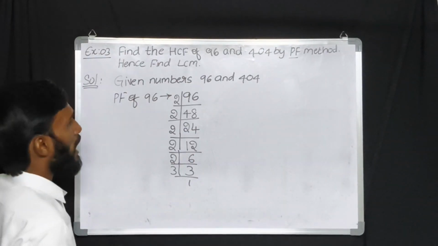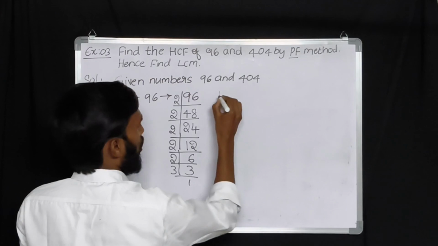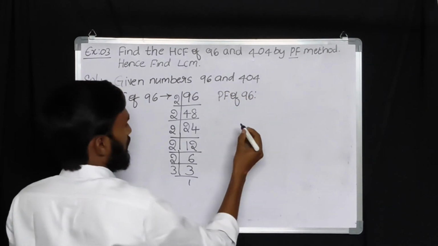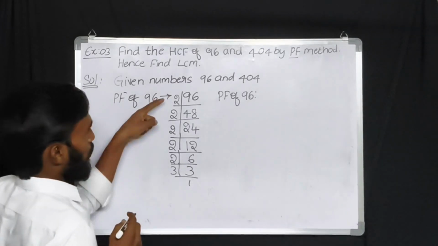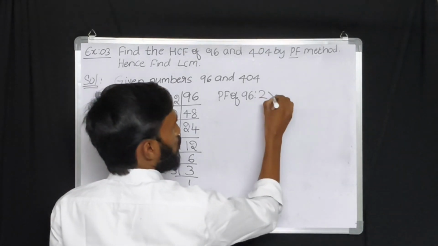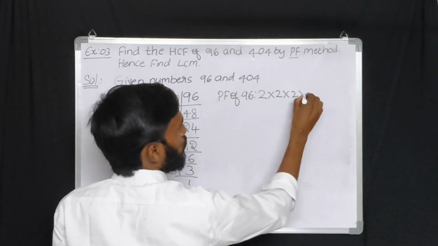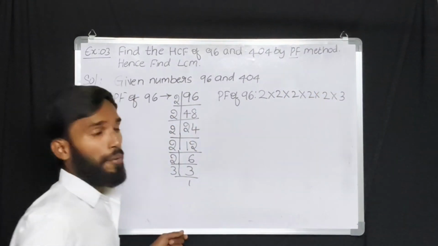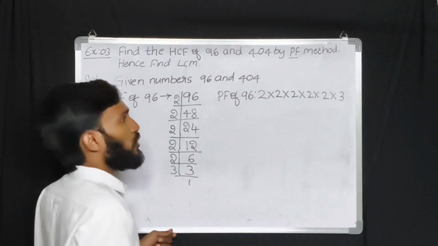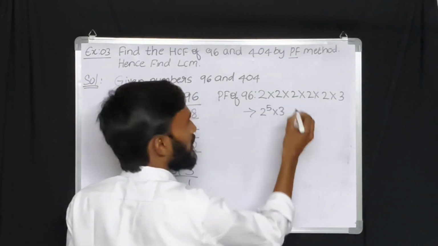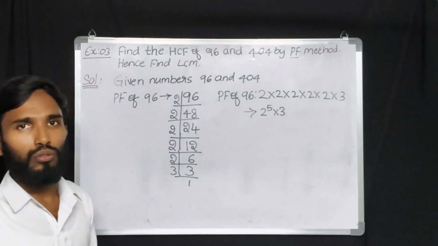So what is the prime factorization of 96? How many 2's? 1, 2, 3, 4, 5 and 3. Right. 2 into 2 into 2 into 2 into 2 into 3. How many 2's do we have? 5 2's. So how can you write that? 2 power 5 into 3.